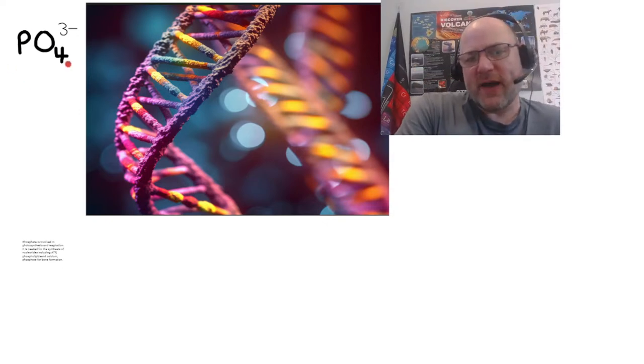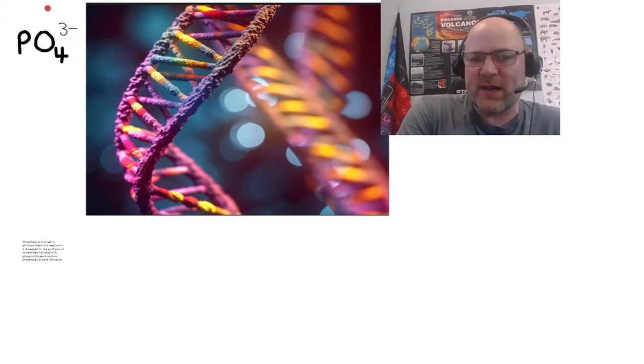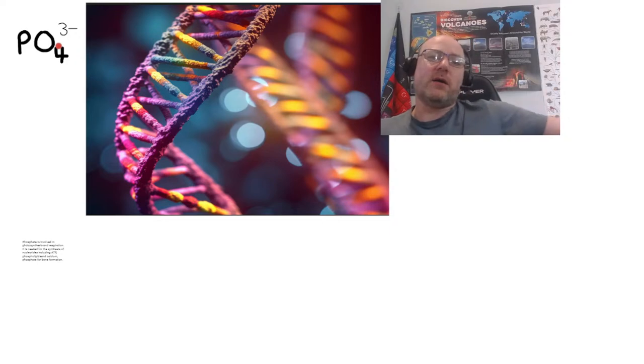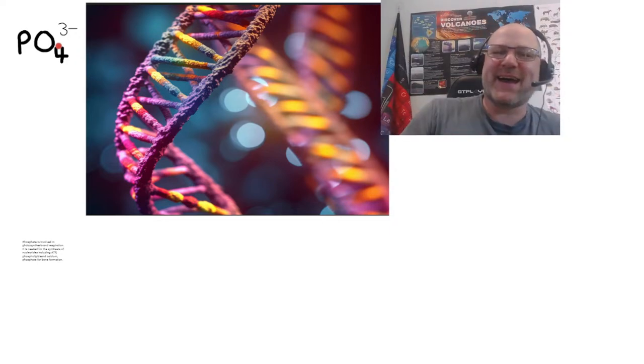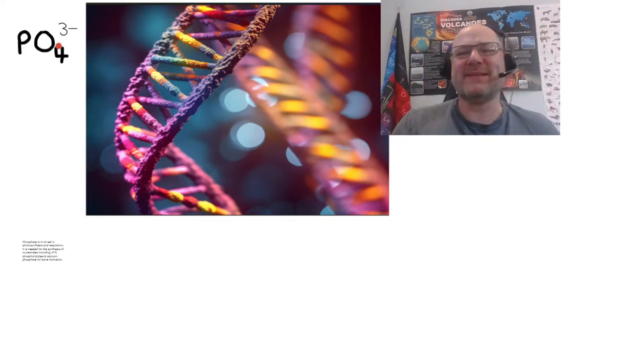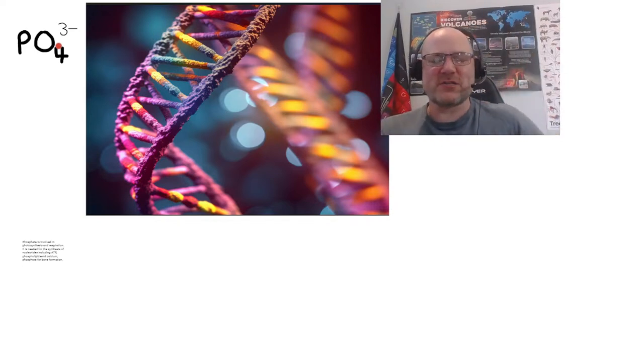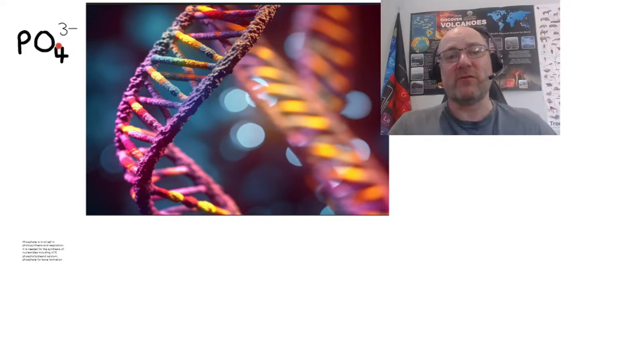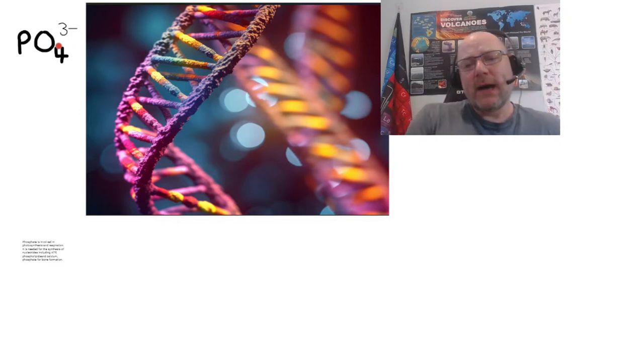Okay, phosphate ions. You can see here they've got the negative charge. Remember the phosphate ions from the start of the lesson? They're the things that are taken off of ATP to release energy and added to ADP to recycle back into ATP via condensation and hydrolysis. So they play really key roles in releasing energy in living things. In fact, all living things require phosphate to release energy.